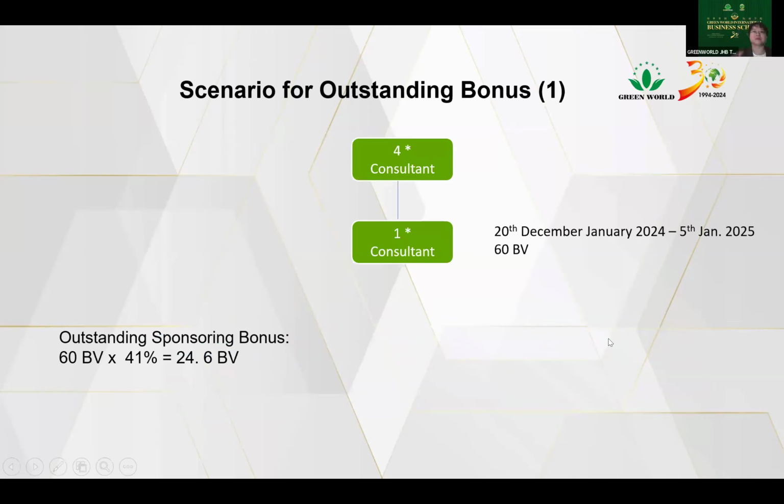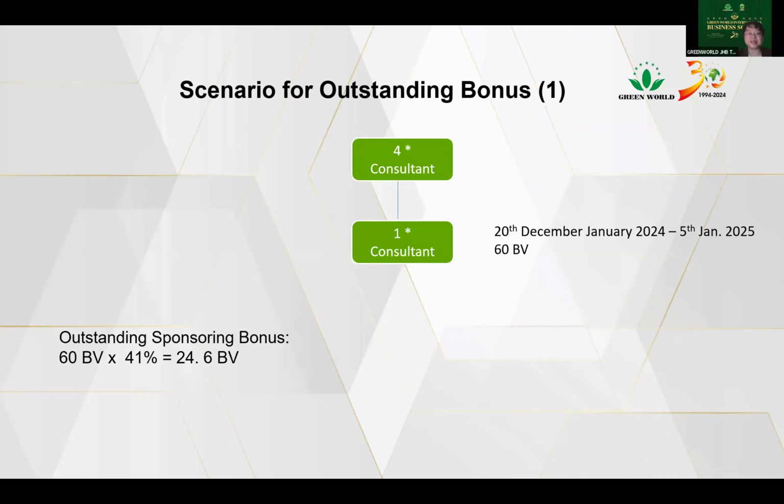Now, what I'm going to give you is another scenario, based on the questions raised by some of the Kenya distributors. They have asked questions about the outstanding sponsoring bonus. Here is the scenario. Here is a star 4 consultant who recruits a star 1 consultant, and this star 1 consultant purchased 60 BV from 20th December to 5th January. Okay, so he purchased the 60 BV.